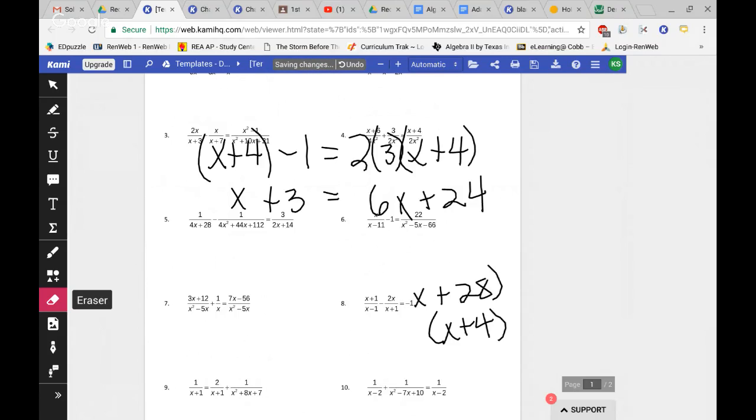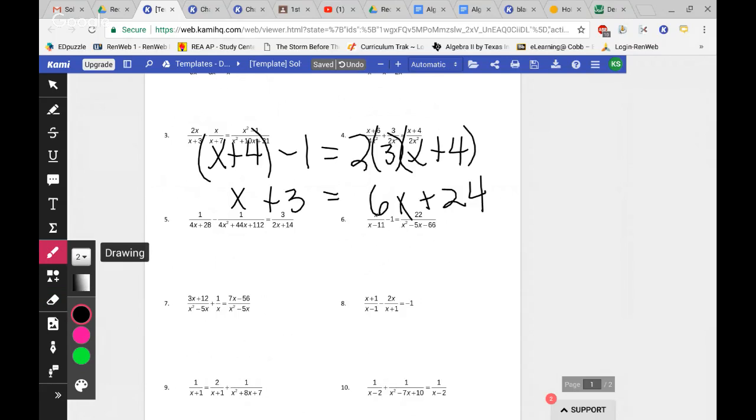If I move everything over, moving my variable to the left, which seems to be most user friendly for students, that's going to give me a negative 5x. And if I move this 3 over here, it's going to give me a positive 21, because I'm going to subtract 3 from 24. And then you divide by the negative 5, and x equals negative 21 over 5, which is the answer. Yes, sir, it is. Perfect. Awesome. Thank you.